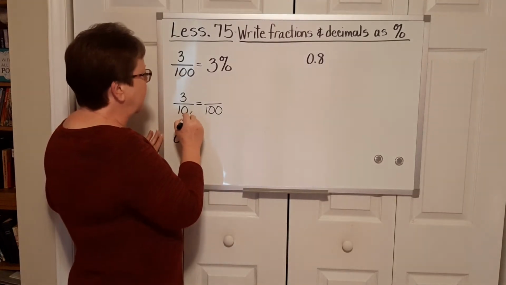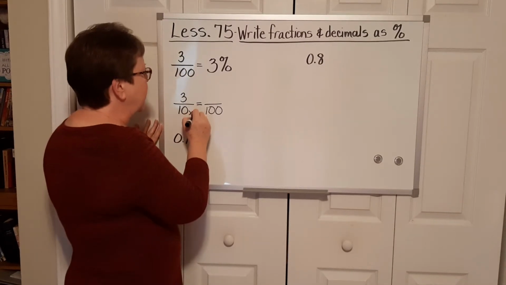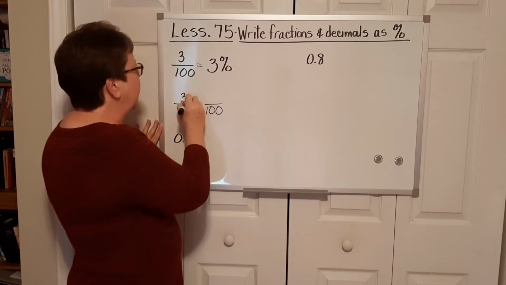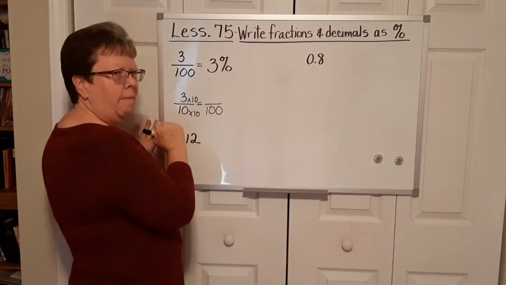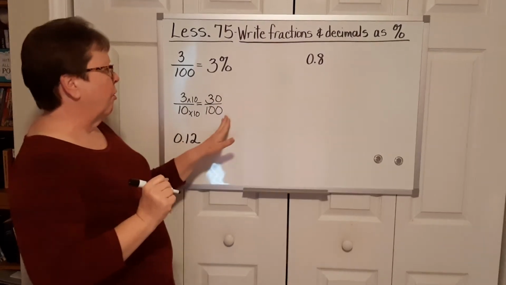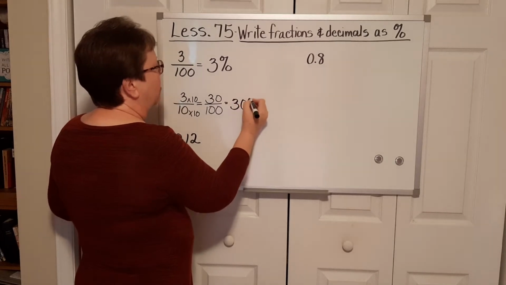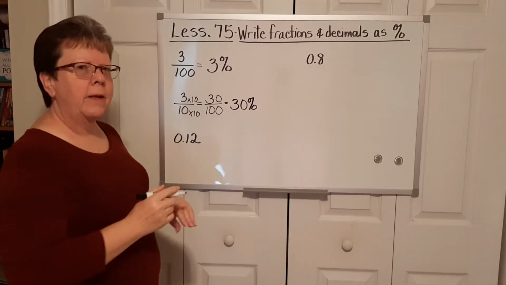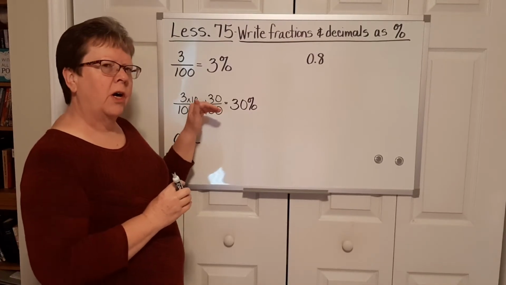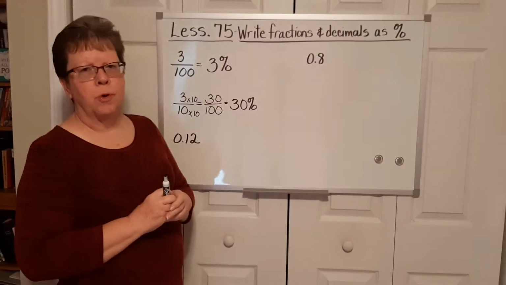So 10 times what number is 100? Okay, so we know 10 times 10 is 100. So if that got multiplied by 10, this has to get multiplied by 10. So 3 times 10 is 30. Now we have 30 hundredths. So that would equal 30%. Okay, so the important thing to remember here is that you have to have a denominator of 100, and when you get that, then your top number is your percent.